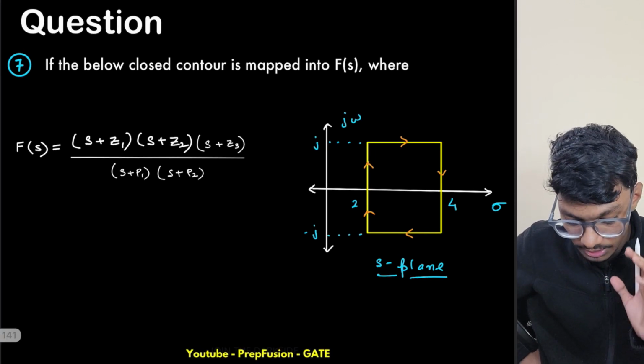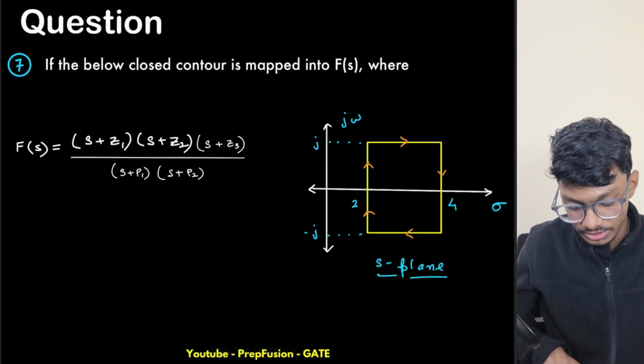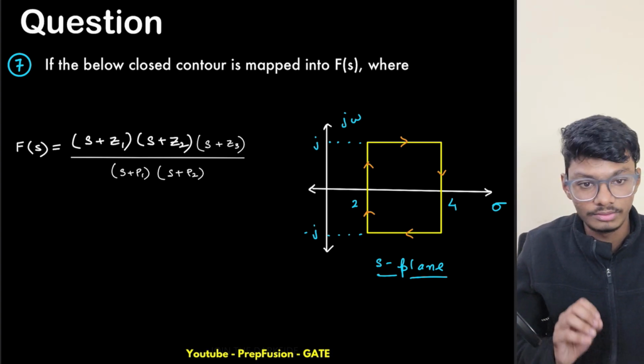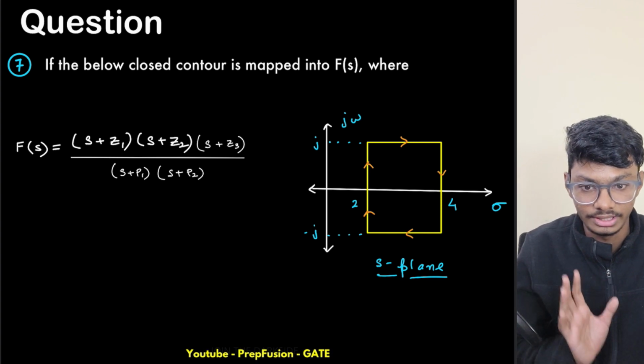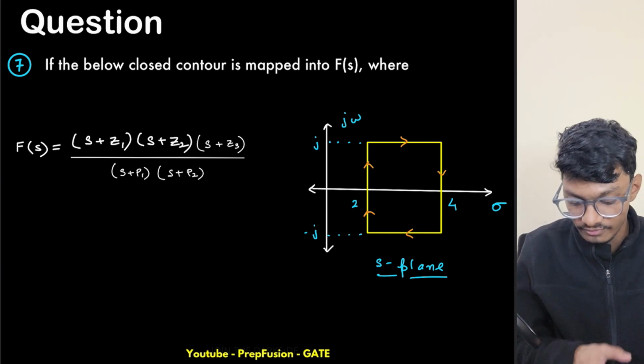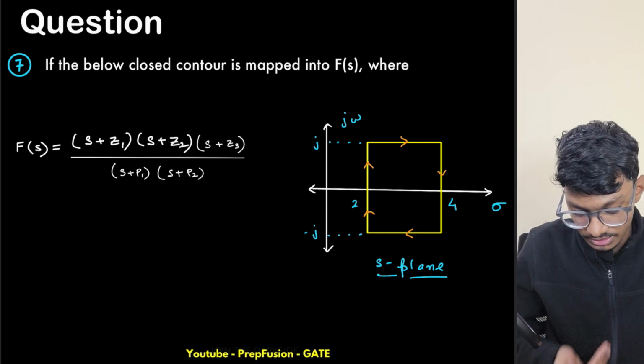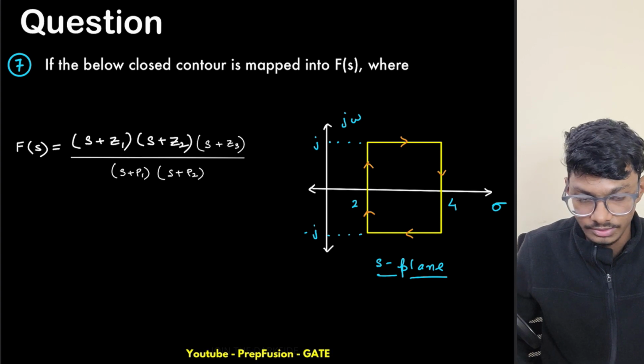So now let's do a question. This is a very interesting question, so just read the question. We have been given a contour, and we have been given that the mapping function has characteristics like this: f(s) = (s + z1)(s + z2)(s + z3) over (s + p1)(s + p2)(s + p3).